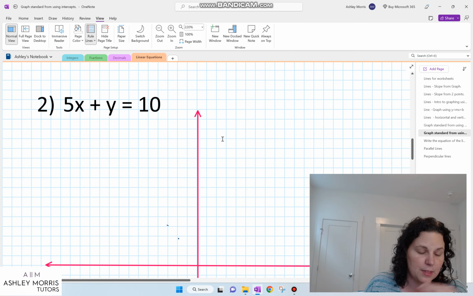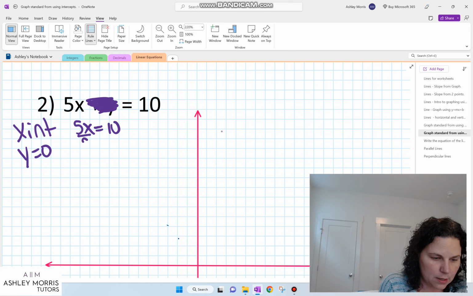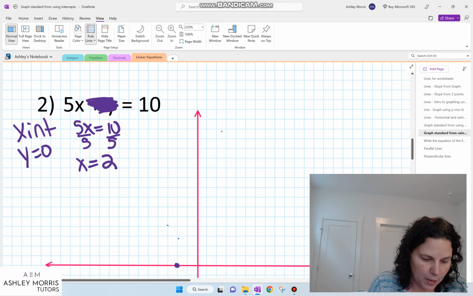So let's look at this one. And this one I am going to do the cover-up method. So for the x-intercept, we know y equals 0. So I'm just going to cover up the y. That gives me 5x equals 10. Divide by 5, x equals 2. That's an equal sign, not a negative. There we go. Oops, no, positive 2, just kidding.